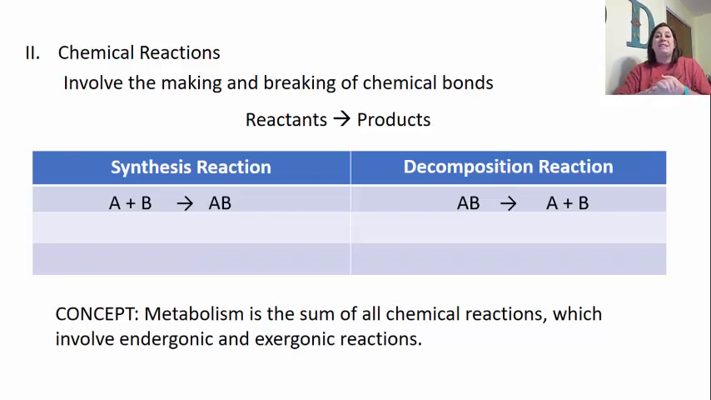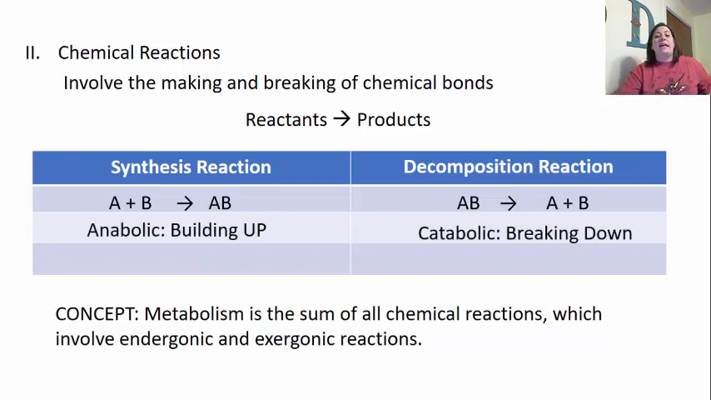In a decomposition reaction, we take a molecule, the AB molecule, and break it apart. We break it back down into A plus B. A synthesis reaction is known as an anabolic reaction, meaning we're building something, making something new, whereas a decomposition is known as a catabolic reaction because we are breaking it down. We're taking it and breaking it into its parts.